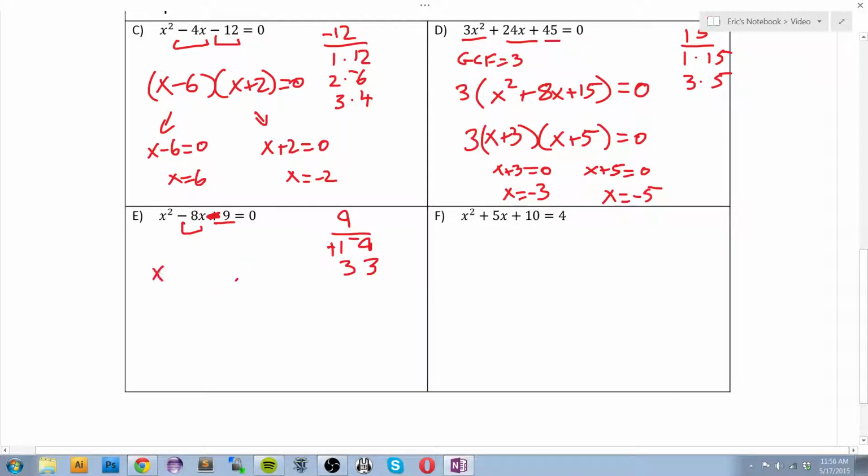Let's see. So what that means is I would have x plus 1, x minus 9 equal to 0. The zero product property would tell me that x is equal to minus 1. The zero product property would again tell me that it's equal to 9. Now notice this time I didn't write out the equations like I did the previous 2 times. That's okay in the grand scheme of things.